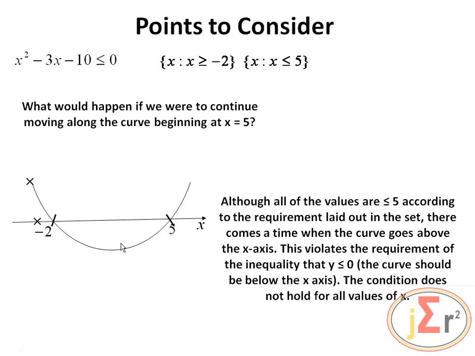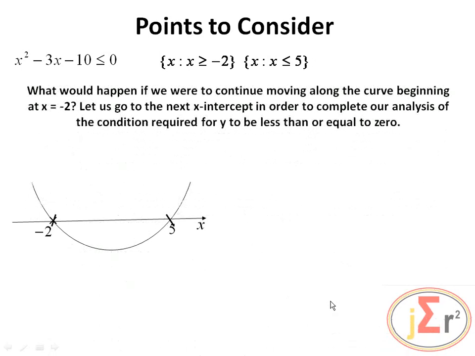Okay, good. So then the condition does not hold for all values of x that are less than or equal to 5. And if we do the same from the other end, let's see what happens. If we were to continue moving along the curve beginning at x equal to -2, let us go to the next x-intercept, which is -2, in order to complete our analysis of the condition required for y to be less than or equal to 0.